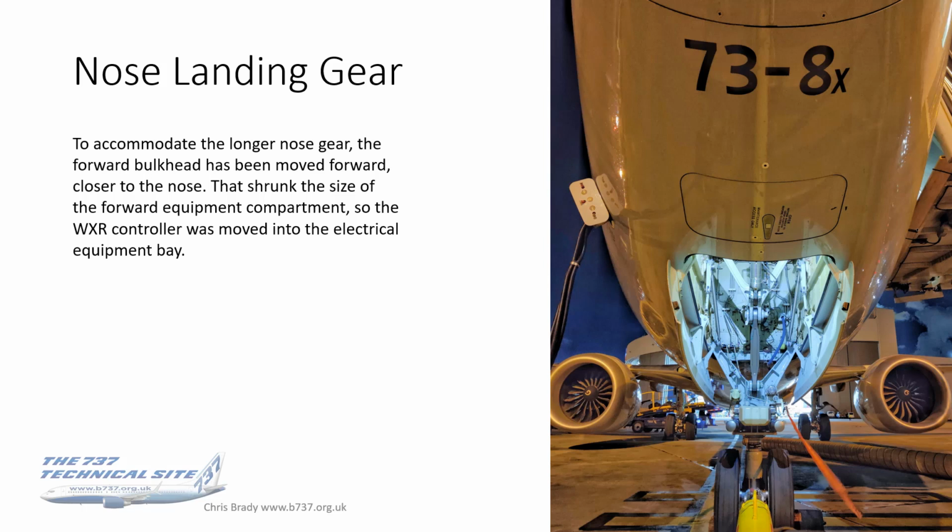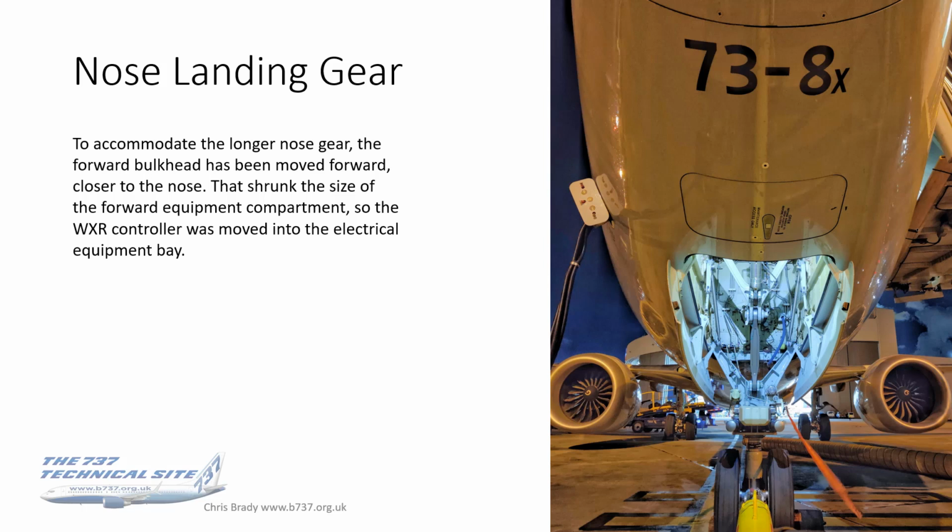All right, nose landing gear. Love this photograph. Beautiful one. Sent to me by a pilot from the States. To accommodate the longer nose gear, the forward bulkhead has been moved forward closer to the nose, because that was at the front of the wheel well. Well, it still is at the front of the wheel well, but the front of the wheel well is now closer to the nose of the aircraft.